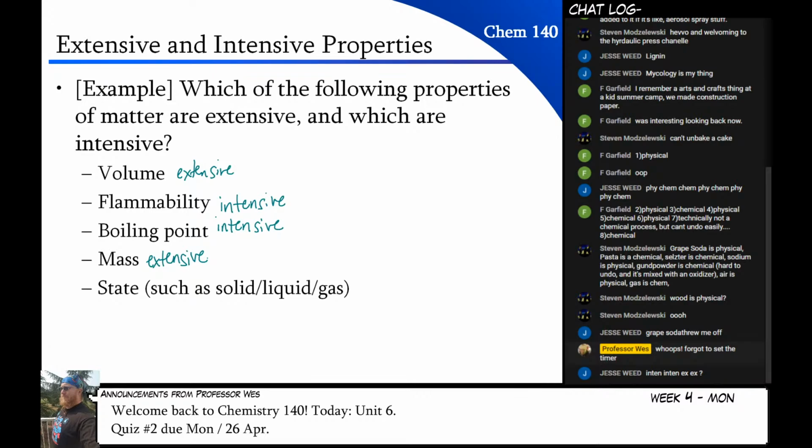But what about state? State's kind of weird, right? Well, think about it this way. If you pour more water into your container, does the state change? Will you suddenly get a solid, or will you suddenly get a gas, or will you suddenly get a liquid? And the answer to that is in like 90% of circumstances that I can think of, the answer is no. Like, you don't pour more water into a cup, but if you pour too many cups, it becomes a solid or it becomes a gas. Not really. So the best answer for state would be intensive.